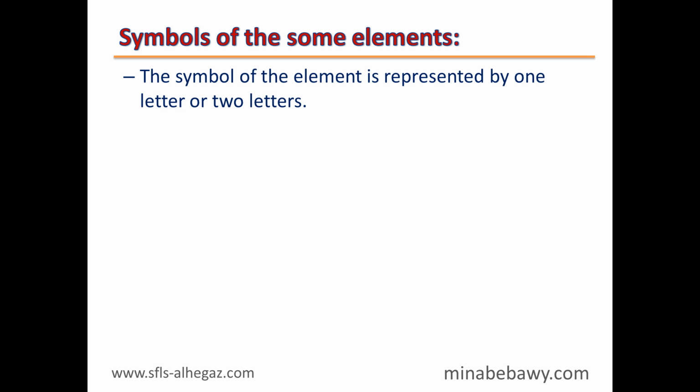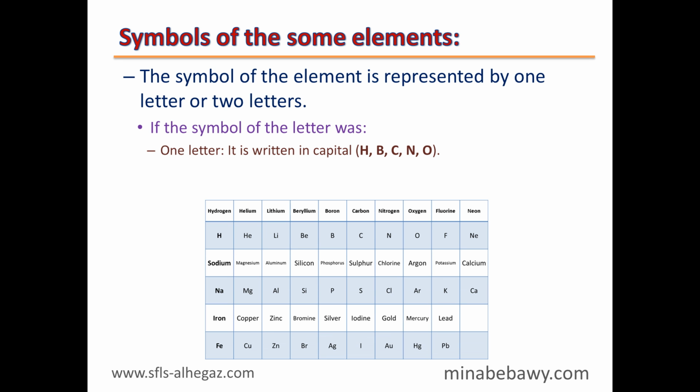Also, the symbol of the element is represented by one letter and in other cases by 2 letters. If the symbol of the element was one letter, it is written in capital. For example, hydrogen, one letter and is written in capital form. Boron, one letter in capital. Carbon, one letter in capital. Nitrogen, N, one letter, capital. Oxygen, one letter, capital.